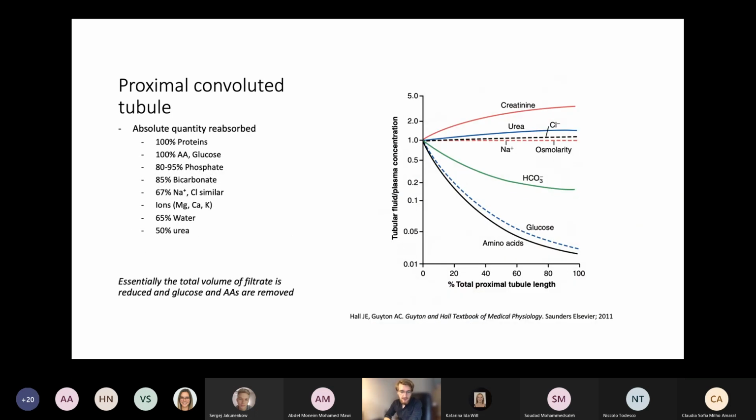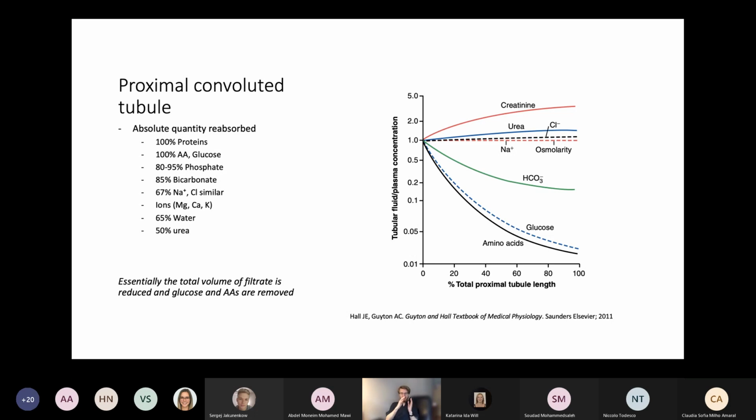Let's look at the numbers a little bit. Most of these numbers are not crucially important, but what is absolutely crucial to remember is that all of the proteins and all of the amino acids and glucose are fully reabsorbed in the proximal convoluted tubule. The only scenario where that would not be the case is when the concentration of glucose in plasma is too high. When is that the case? Diabetics. Since the reabsorption of all of these substances is active transport, it is inherently limited.